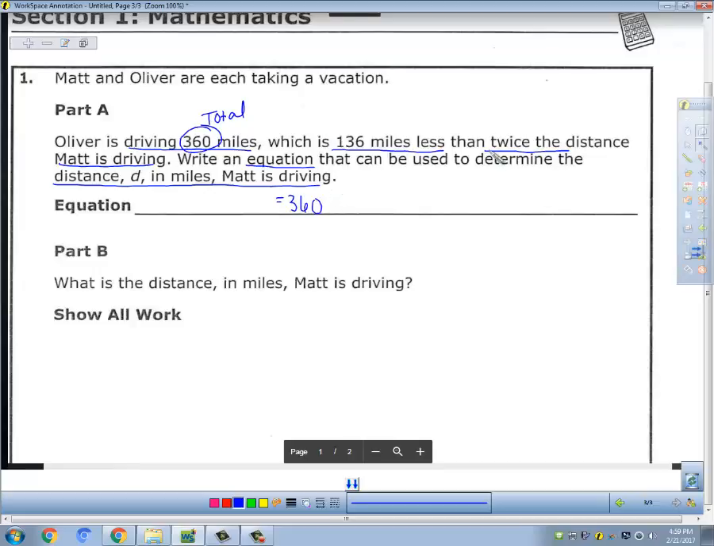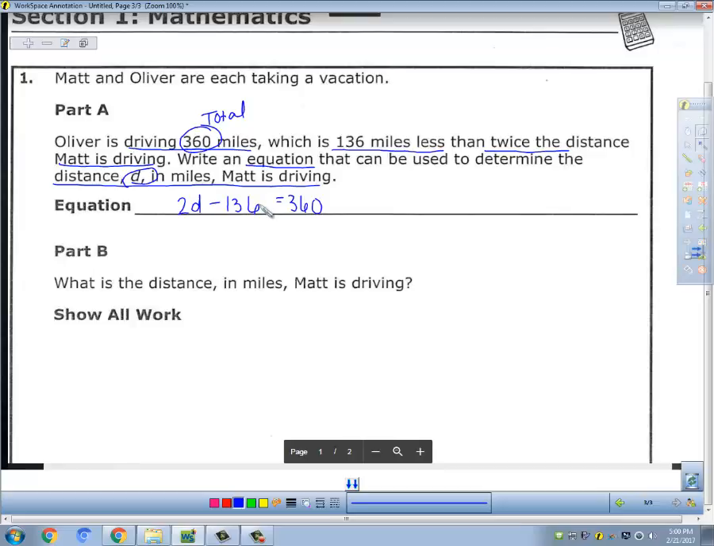And then since it says twice the distance Matt is driving, and they tell me I'm using d for whatever Matt is driving, I want twice that, so that means 2d. And then it says 136 less, so less than means subtract, so minus 136. So this equation could work.